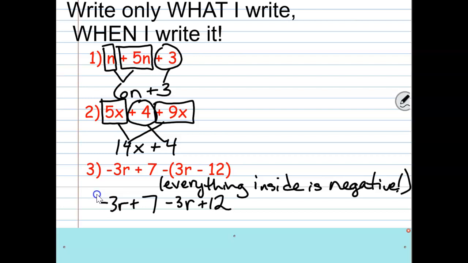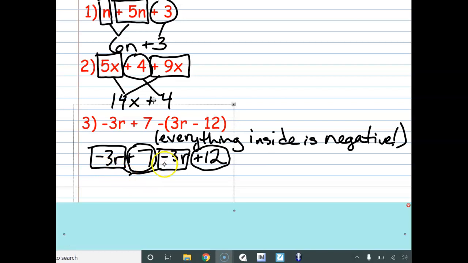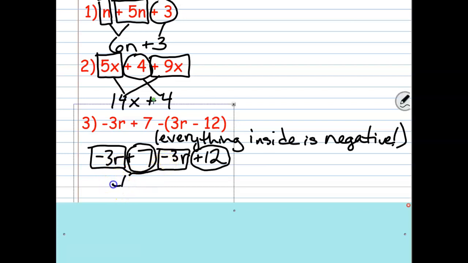Okay, and now I'm going to go back to my boxing my variables, circling my constants. 2 colors is also cool. And then I'm going to combine here. So when I put my two chunks of r's together, I'm going to get negative plus negative, you add same sign, so I get negative 6r. And then when I put my constants together, I have positive plus positive, you add same sign, and I'm going to get positive 19.